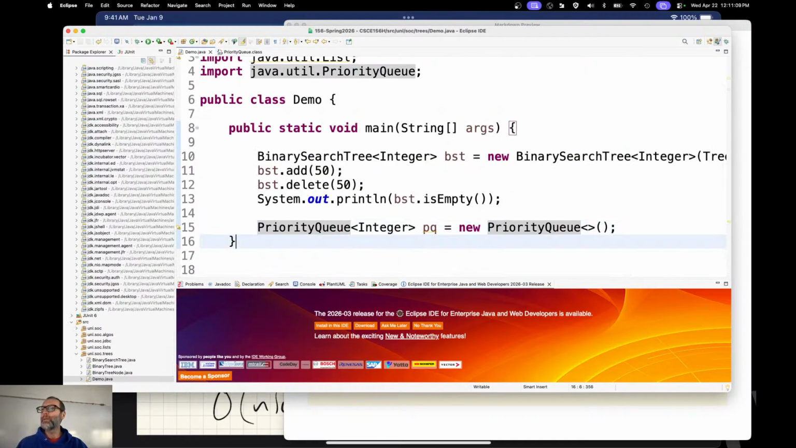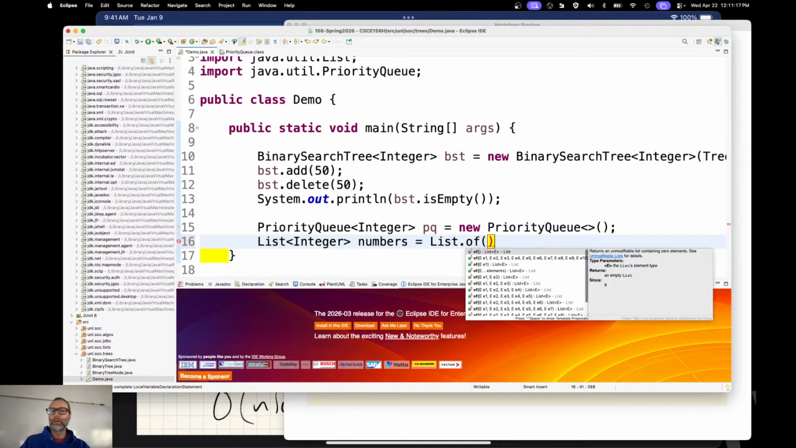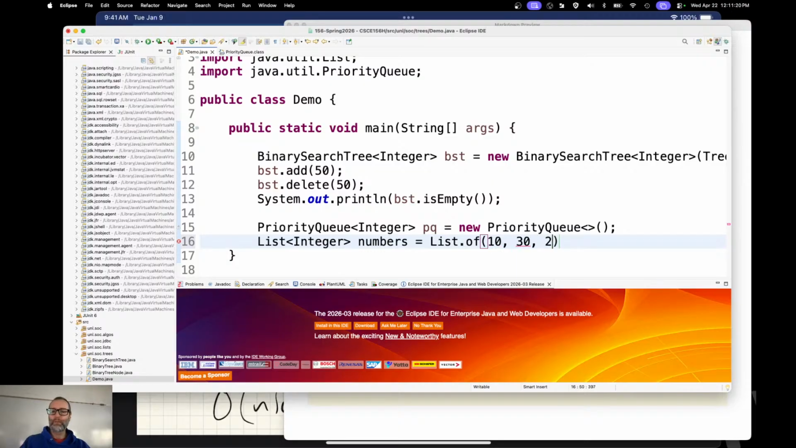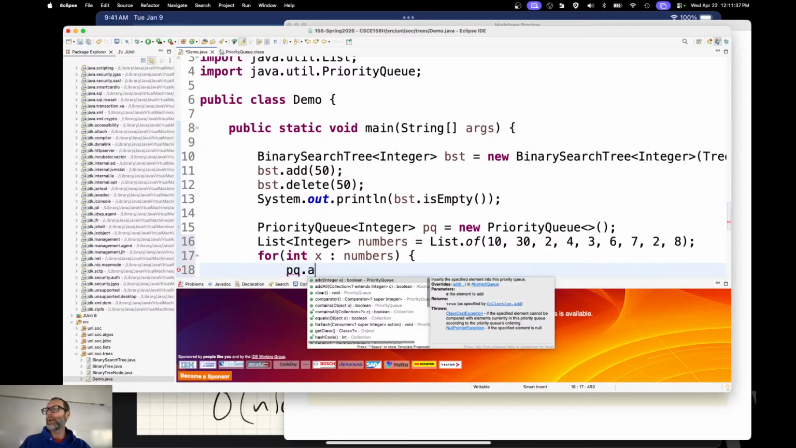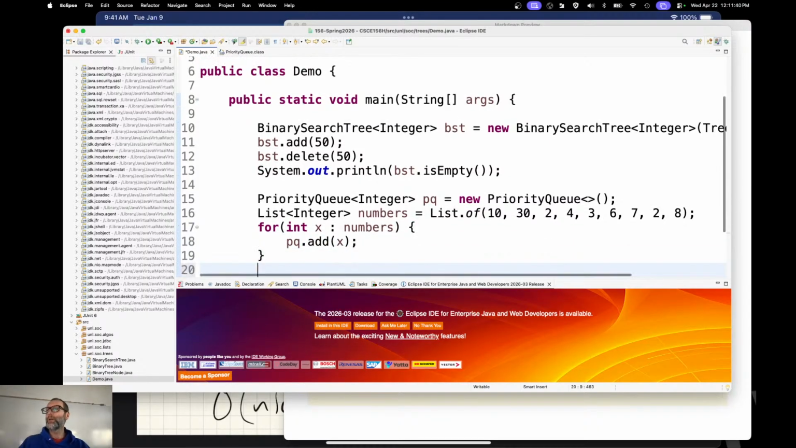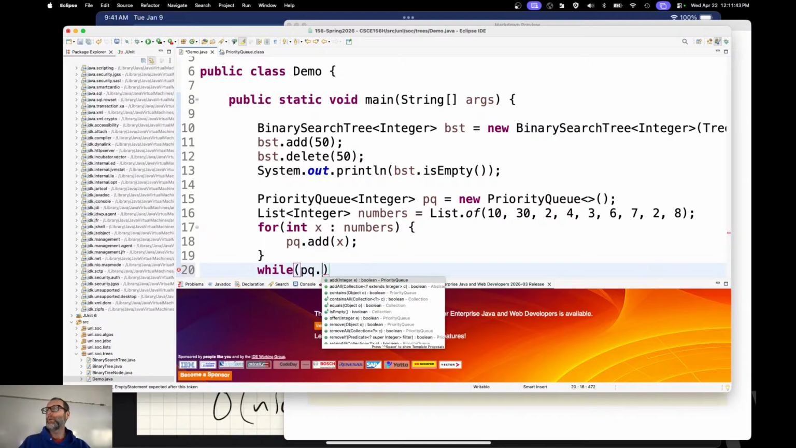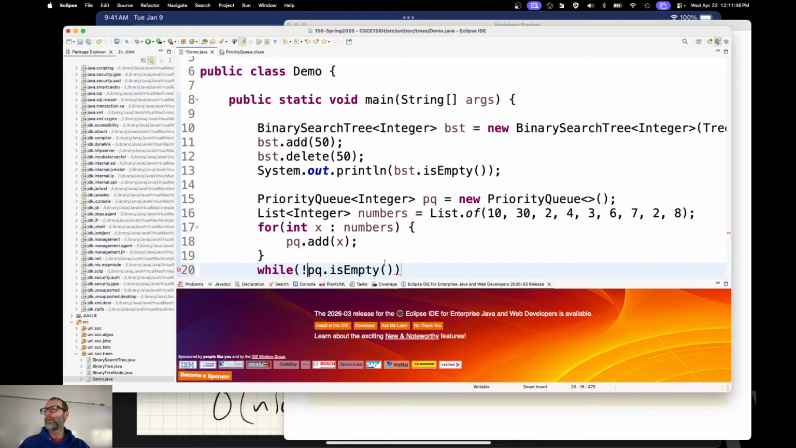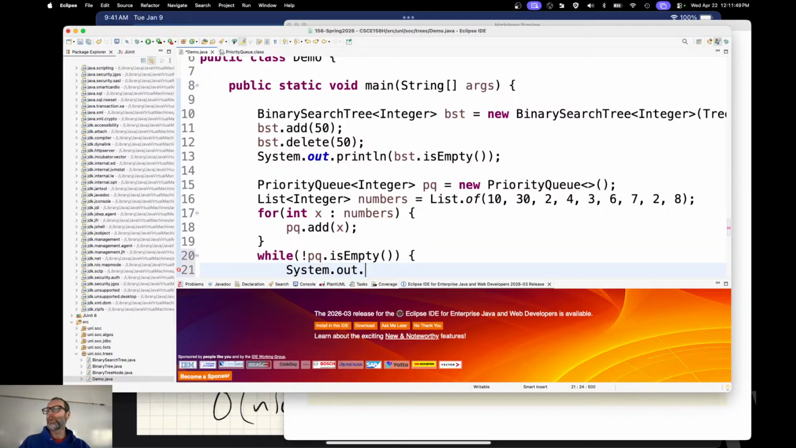But otherwise, if you put stuff in, say, list of integers numbers is equal to List.of 10, 20, 30, just random numbers here. Single numbers, there we go. 9, 4, and here's my heap sort algorithm. For integer x in numbers, right? PQ dot, is it add? Yep, x. Put stuff in, right? While PQ is not empty, take stuff out. And in this case, I'm just going to print it.